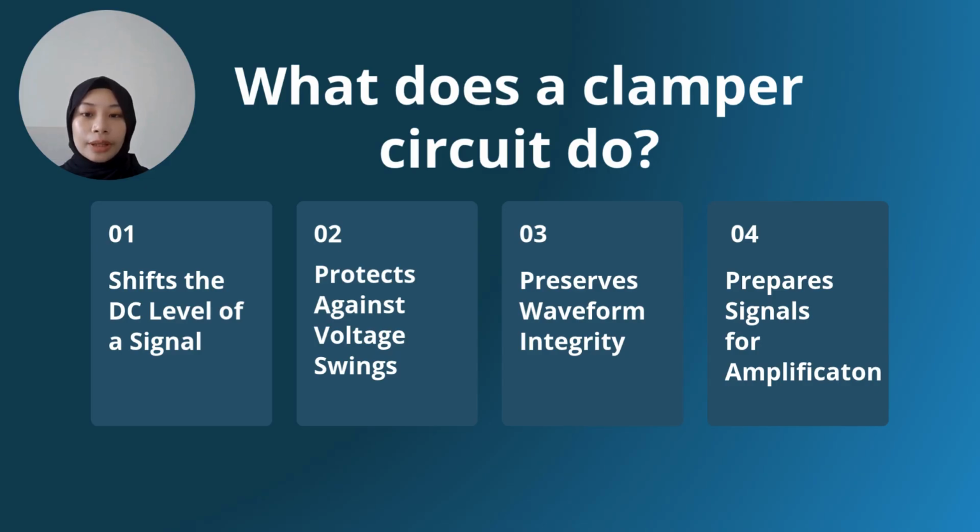Before we see how a clamper circuit works in hearing aids, let us first see the properties that a clamper circuit exhibits, which help in processing the audio inside of a hearing aid. First, a clamper circuit helps to shift the DC level of a signal. Secondly, it helps to protect against voltage swings. Third, it preserves waveform integrity. And lastly, it helps to prepare signals for amplification.